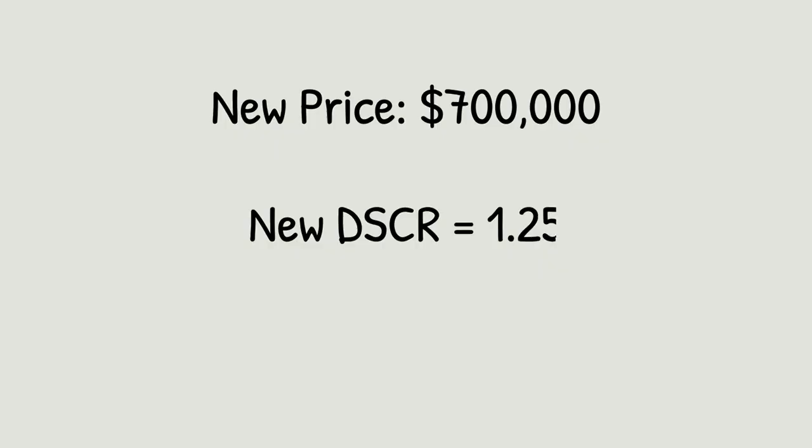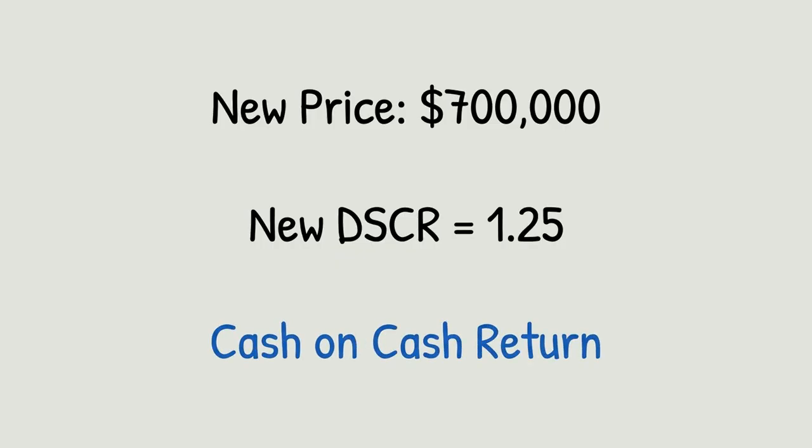To make this deal work, you'd need to negotiate a lower price, increase rents, or bring more capital to the table. Let's restructure. Assume you negotiate the purchase price down to $700,000, financing $525,000 with the same terms. Annual debt service drops to roughly $45,300, producing a DSCR of 1.25, right at the lender minimum.